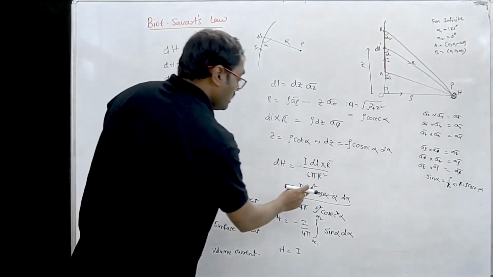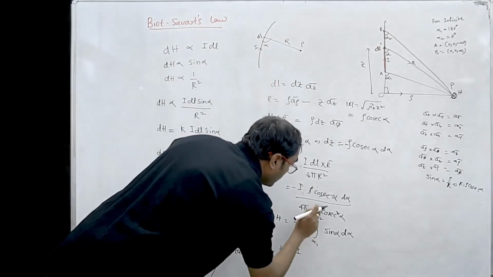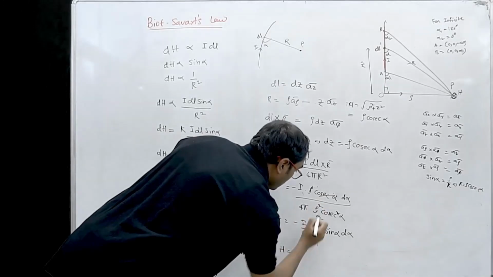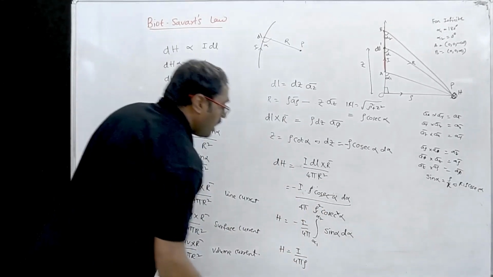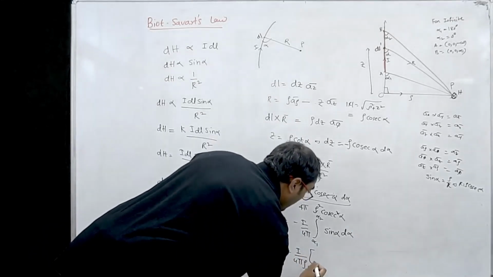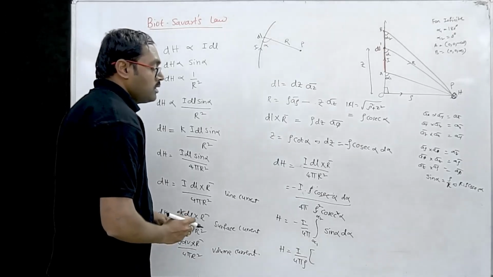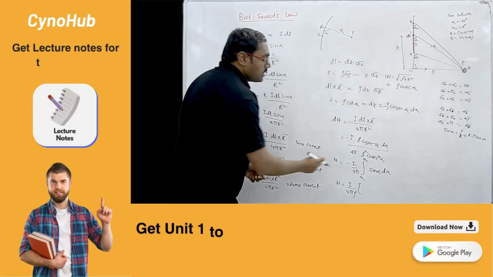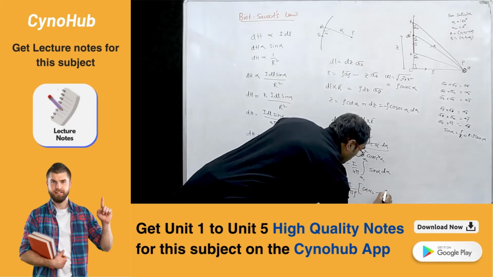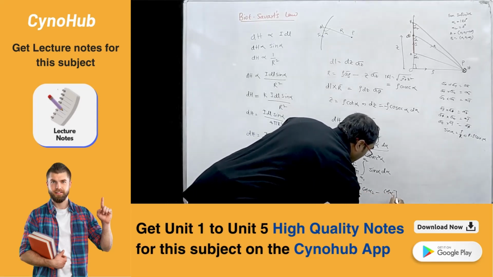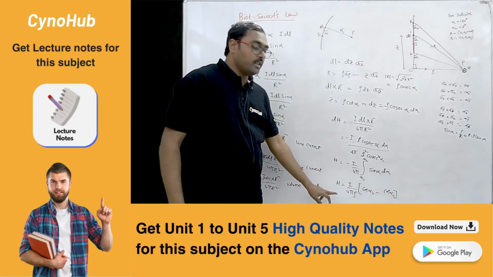Here the rho square and dz terms reduce to one rho only. So we get I by 4 pi rho, and the integration of sin is minus cos. That's why the minus cancels, giving cos alpha 2 minus cos alpha 1. This is the line current distribution.